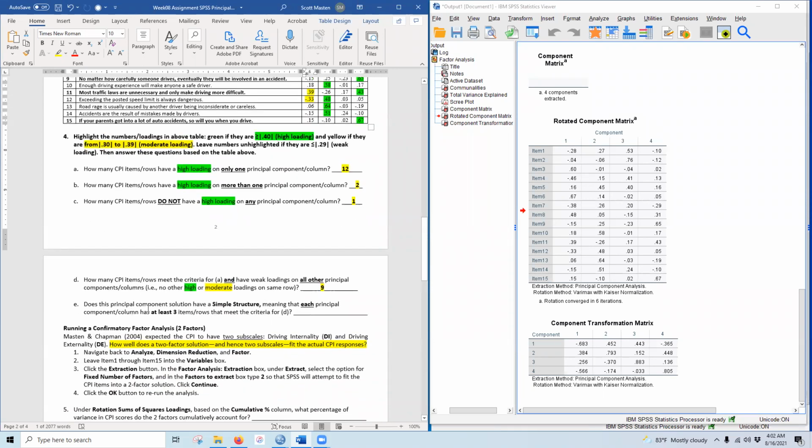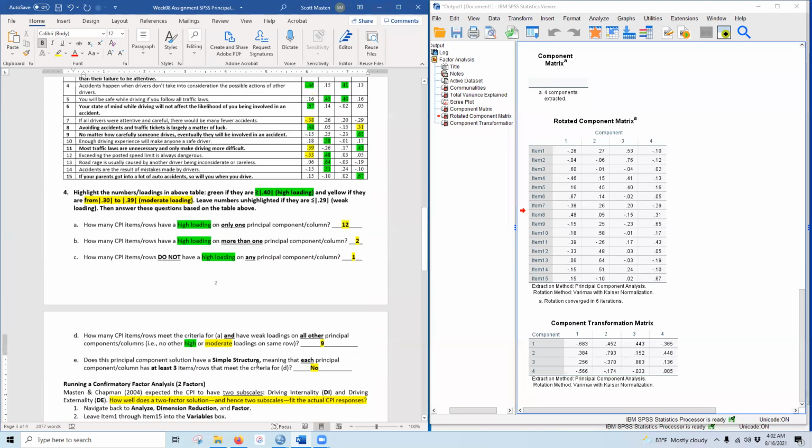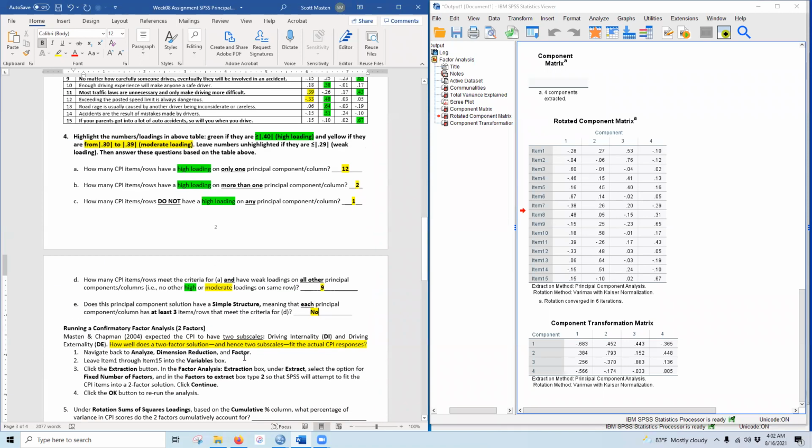So does this principal component solution have a simple structure, meaning that each principal component has at least 3 items, rows, that meet the criteria for D? No. Only one of them actually had 3 items. That's pretty bad. So that does not appear like a very good solution at all.